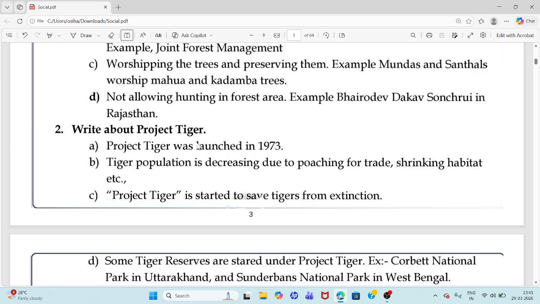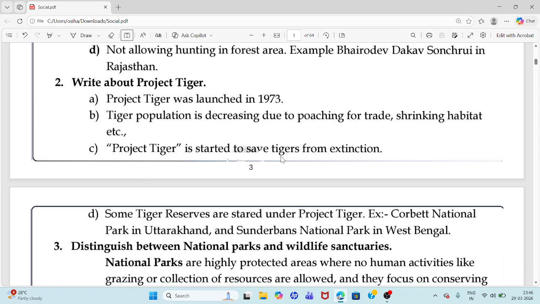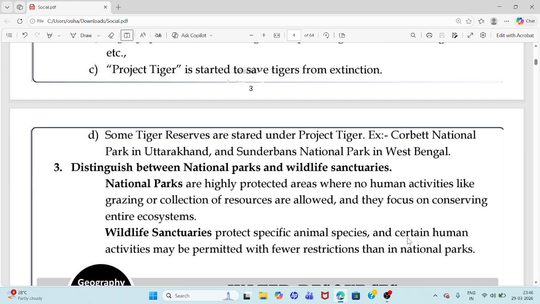Second question. Write about Project Tiger. Project Tiger was launched in 1973. Tiger population is decreasing due to poaching, fur trade, shrinking habitat, etc. Project Tiger is started to save tigers from extinction. Some tiger reserves are started under Project Tiger. Example, Corbett National Park in Uttarakhand and Sundarbans National Park in West Bengal.